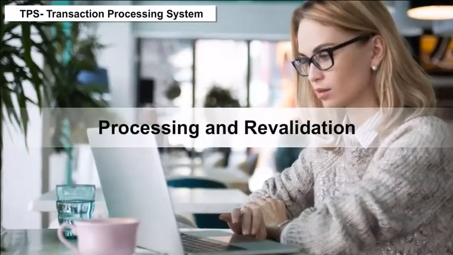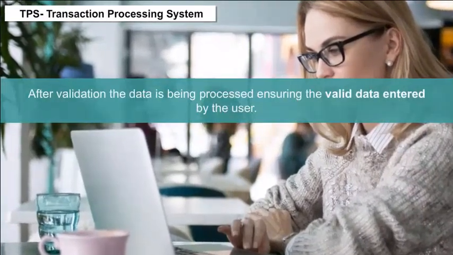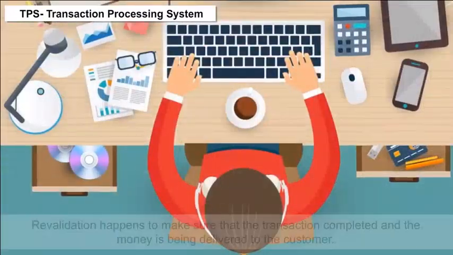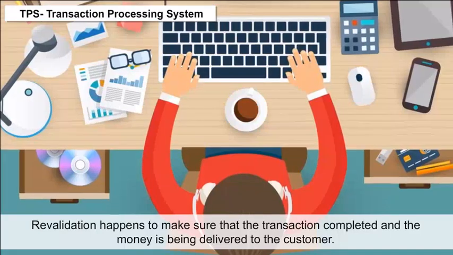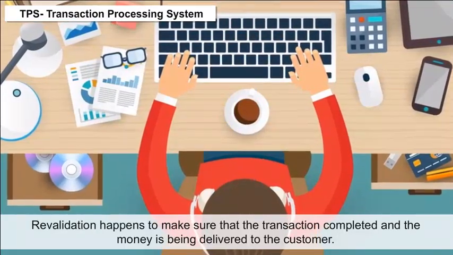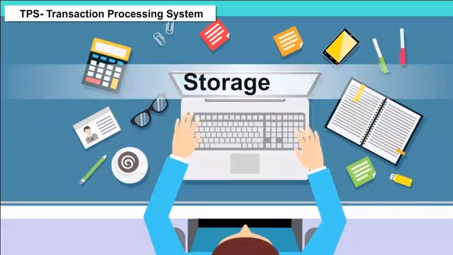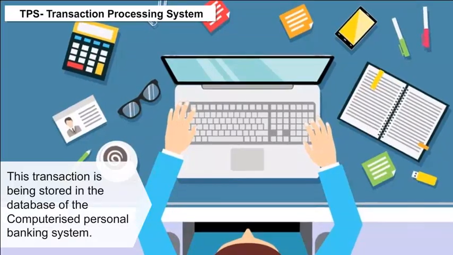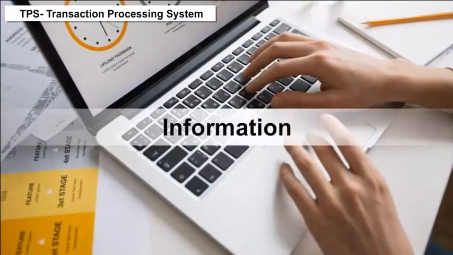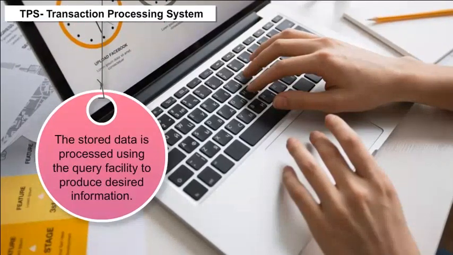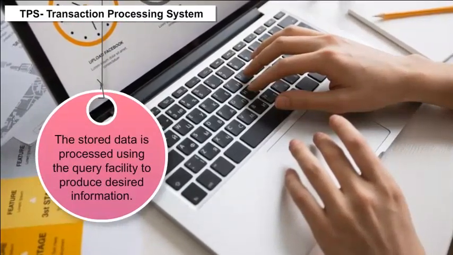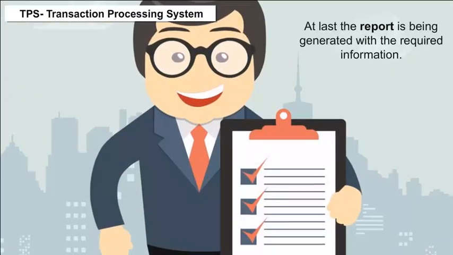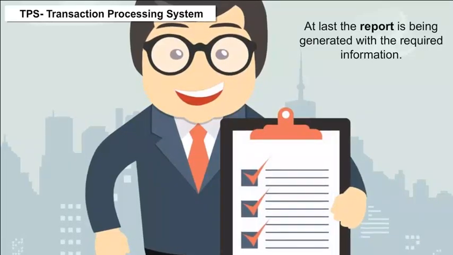Processing and revalidation. After validation, the data is processed, ensuring the validity of the data entered by the user. Revalidation happens to make sure that the transaction is completed and the money is delivered to the customer. Storage. This transaction is stored in the database of the computerized personal banking system. Information. The stored data is processed using the query facility to produce the desired information. Reporting. At last, the report is generated with the required information.